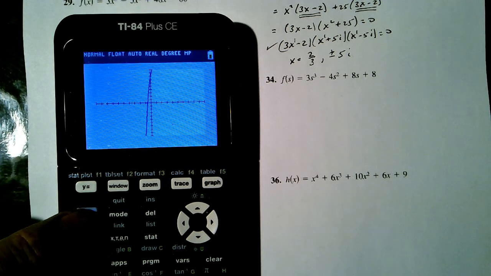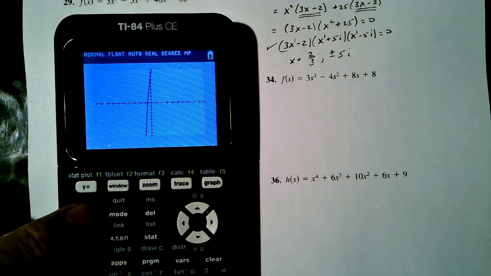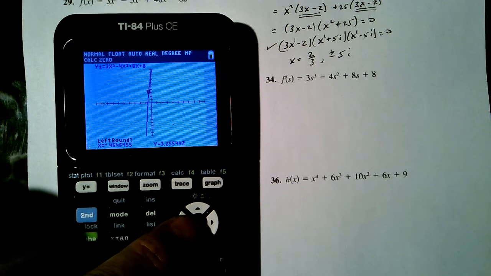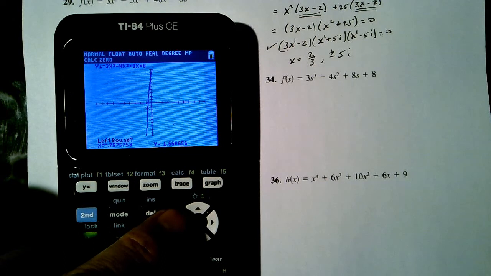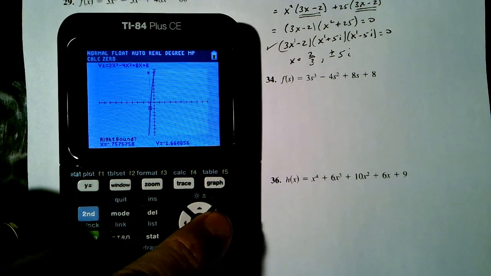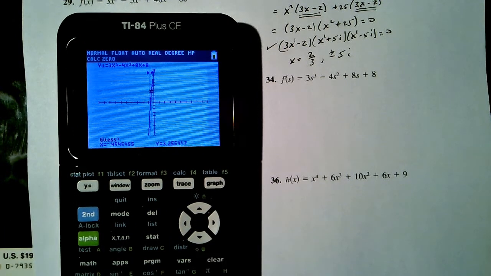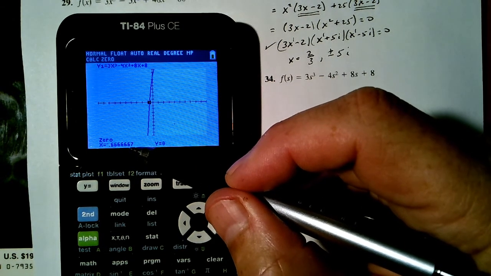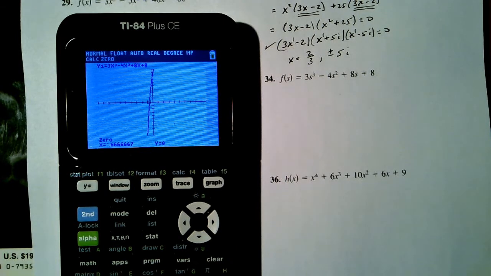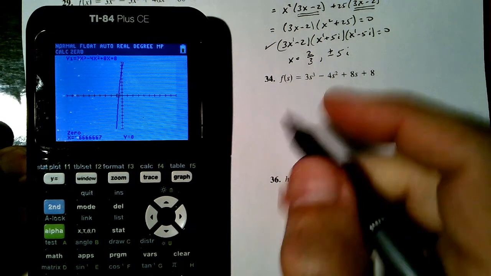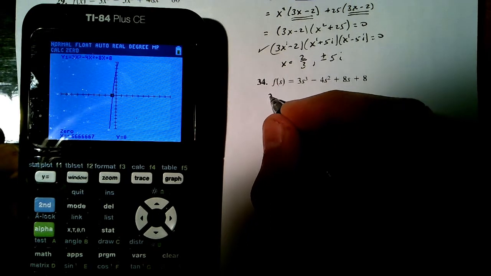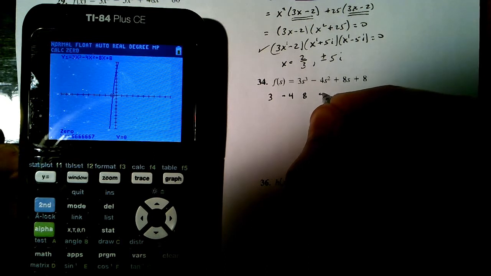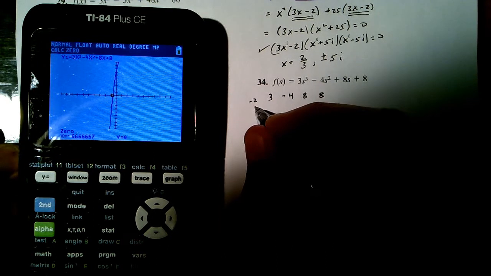This is really a lot of what we're going to be doing shortly. So I'm going to go second, calc, zero. I have to get to the left of that zero. I'm moving to the left. I'm to the left of the zero, enter. Move to the right of the zero, enter, enter. And right now, I recognize this. This is very likely negative 2/3. I expect negative 2/3 is a zero. Here's what I'm going to do: 3, negative 4, 8, 8, negative 2/3, synthetically.